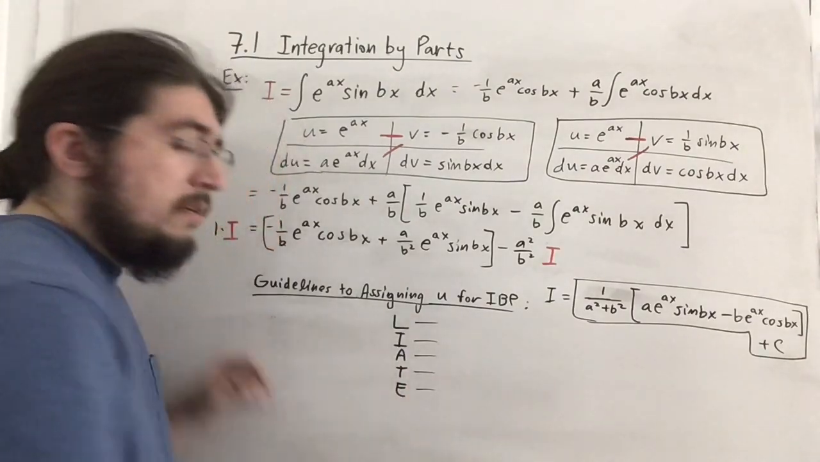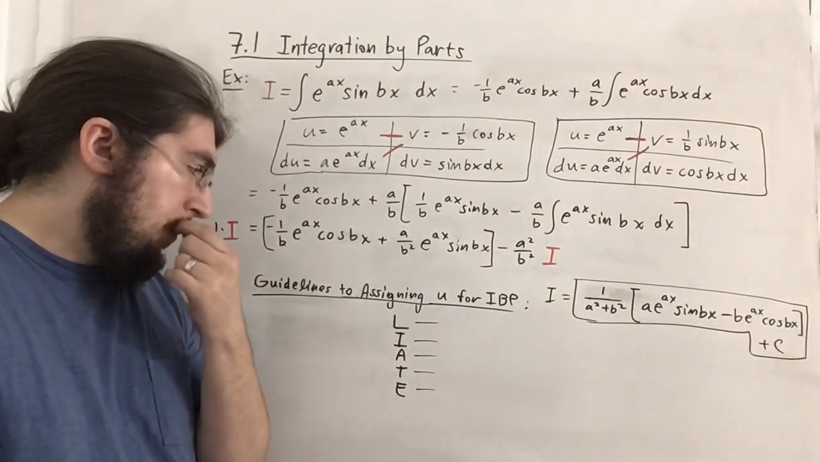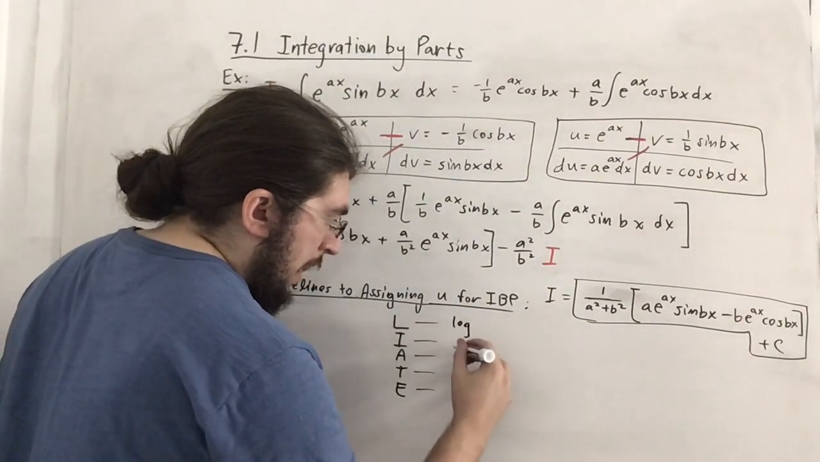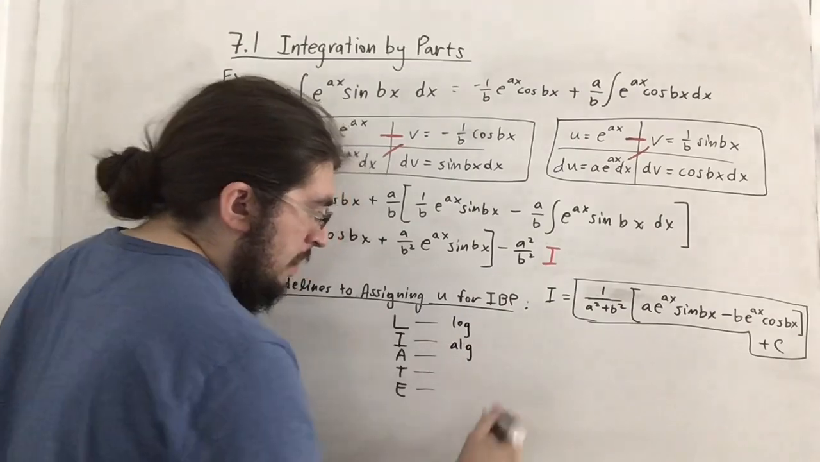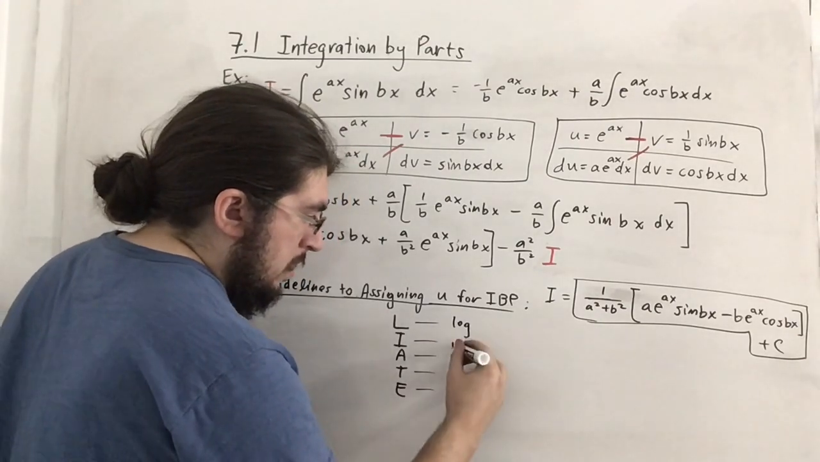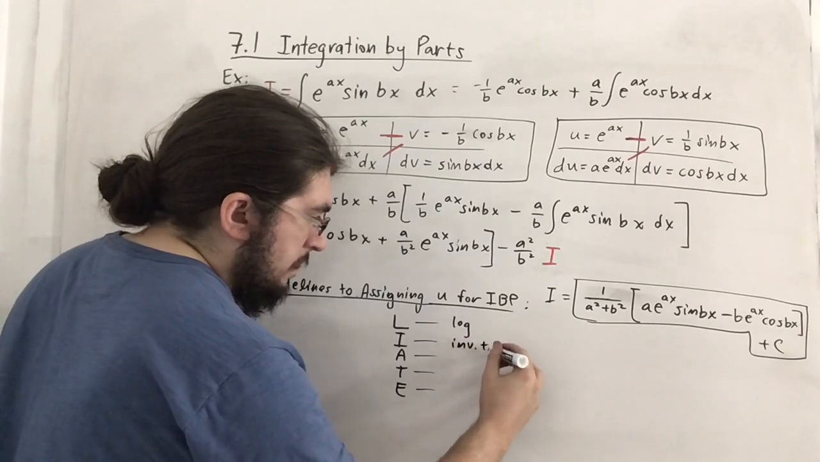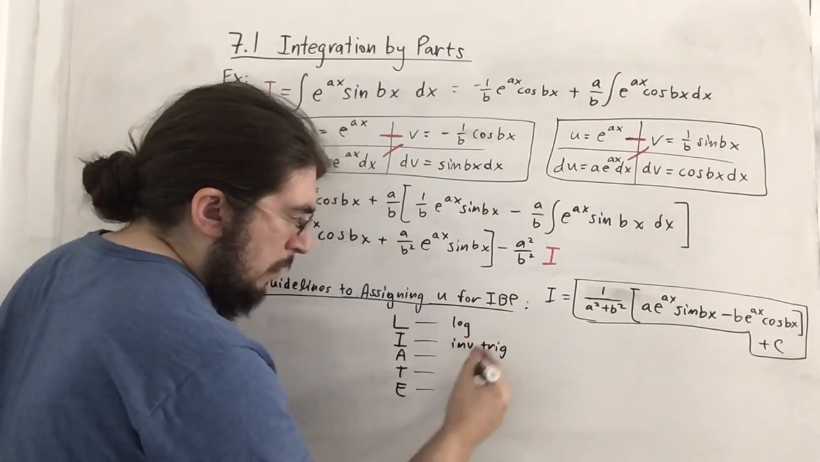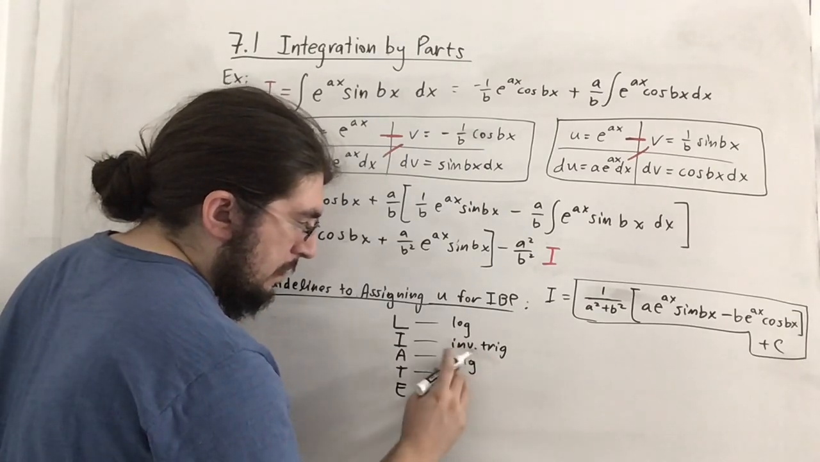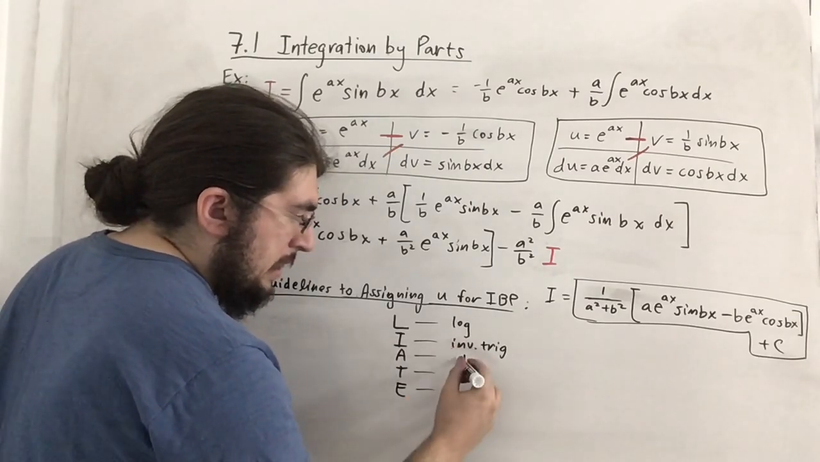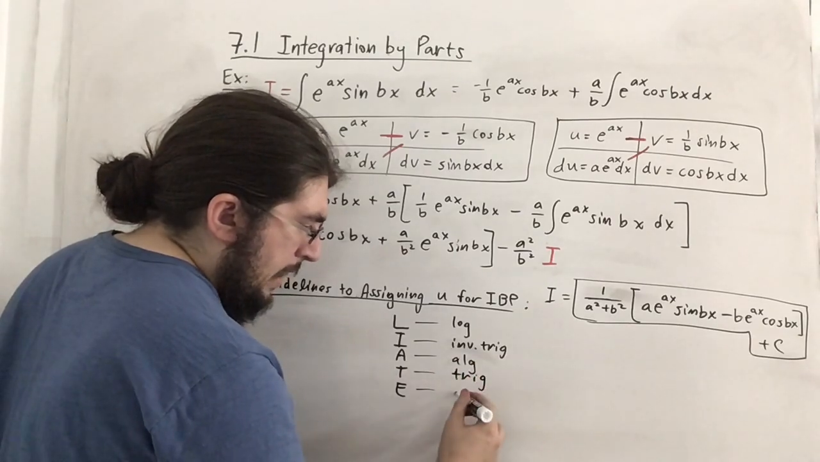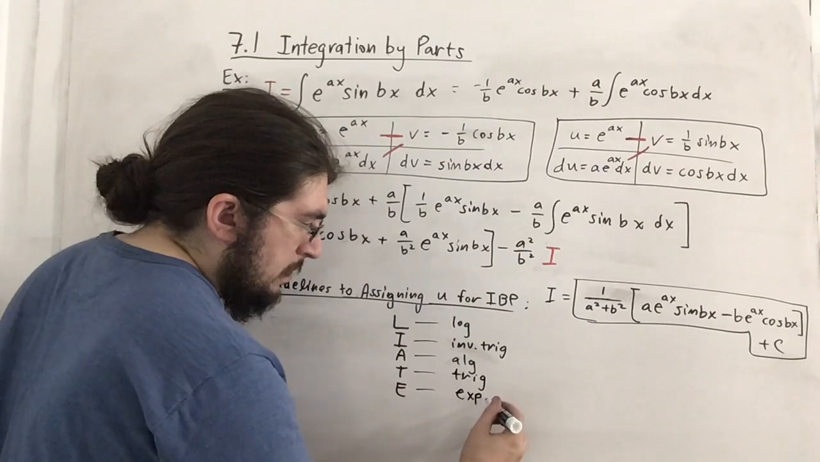They basically stand for types of functions. So L stands for logarithmic, A stands for algebraic, I skipped I, sorry. I stands for inverse. Really it's inverse trig, but I'll talk a little more about that in a second. A stands for algebraic. There we go. T stands for trigonometric. And E, of course, stands for exponential.